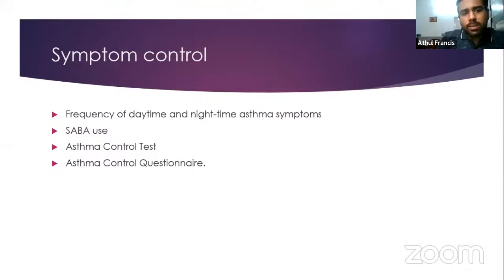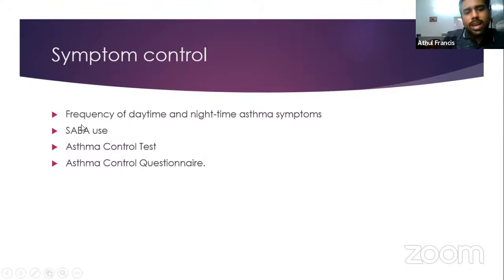Now, how to assess symptom control? First of all, you have to ask. All these are history taking. One is asking the frequency of daytime symptoms, whether the patient has daytime symptoms or nighttime symptoms. How many nighttime awakenings? How many times is he using the inhaler at night? Then how many times is he using the reliever medication?